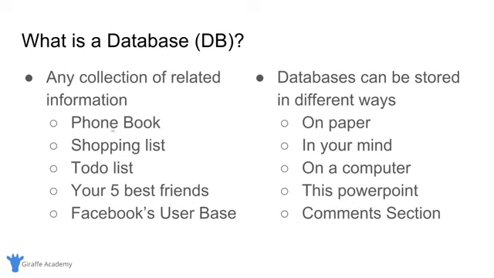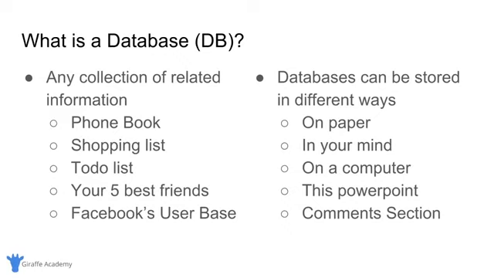What I'm showing you guys here is the absolute most general definition of this word. A database, really, if you want to get down to it, is just any collection of related information. So that could be something like a phone book, a shopping list, a to-do list, your 5 best friends, Facebook's user base. All of these are examples of databases. All of these are collections of information that store related stuff, right? So the phone book stores people's names and their phone numbers. It's a collection of related information. A to-do list stores a list of things that you want to do during the day, right?